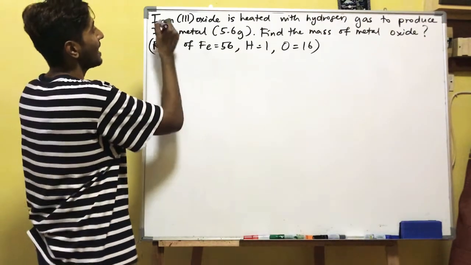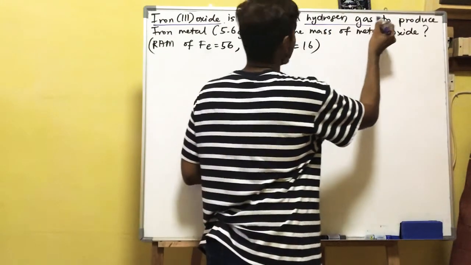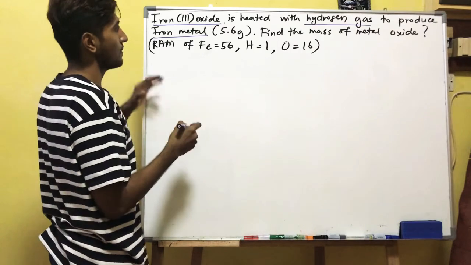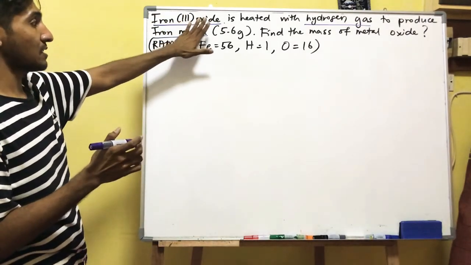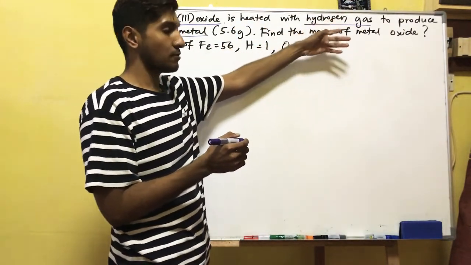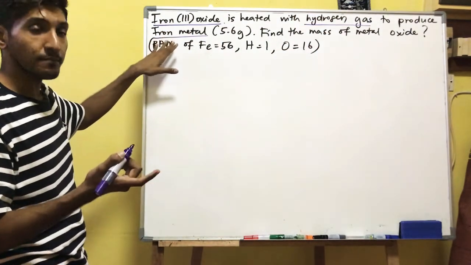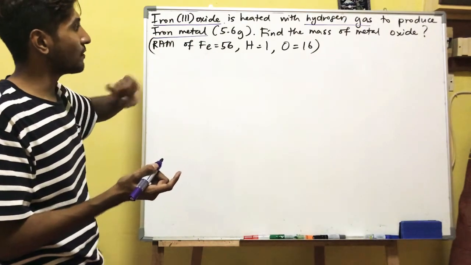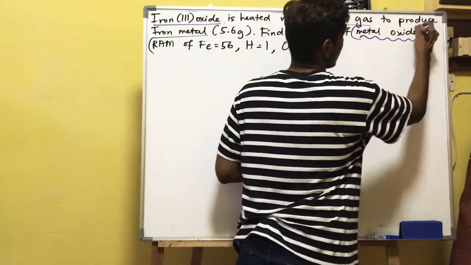Okay, now iron trioxide is heated with hydrogen gas to produce iron metal. So we know that apa? So iron trioxide, ferrum 3 oksida bertindak balas ataupun dibakar dengan gas hidrogen untuk menghasilkan logam ferrum. Okey, sekarang jisim yang dia bagi ialah logam ferrum dan dia tanya apakah jisim logam oksida tersebut.